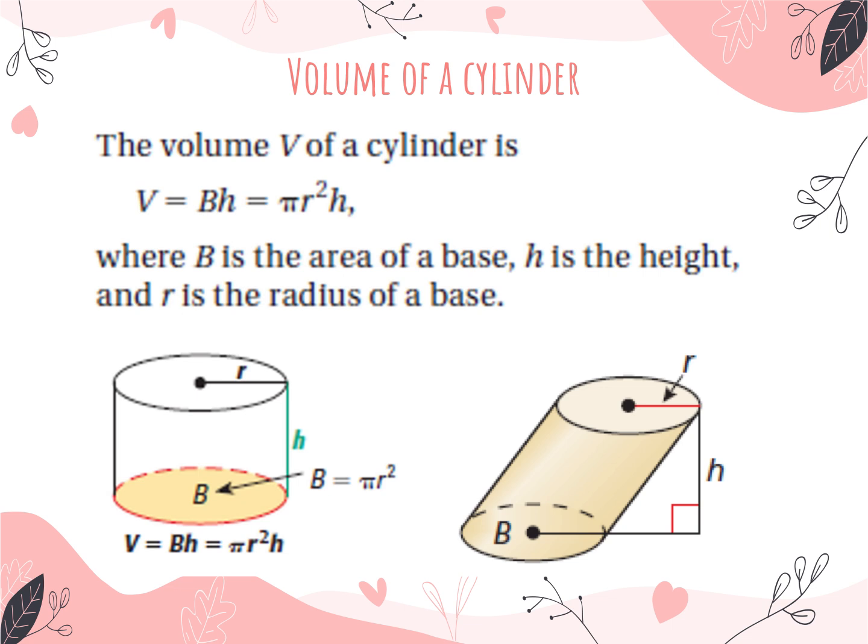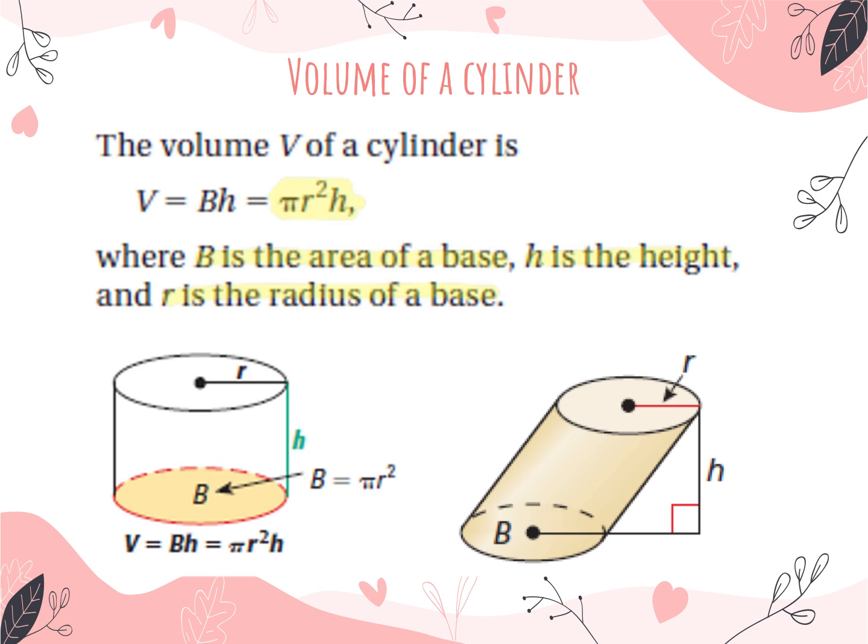The volume of a cylinder is your base area times your height. This is what you're going to see on your formula sheet: pi r squared times your height. What do I need for that formula? I need the base area, I need my height, and then I'm going to need my radius to solve for pi r squared.